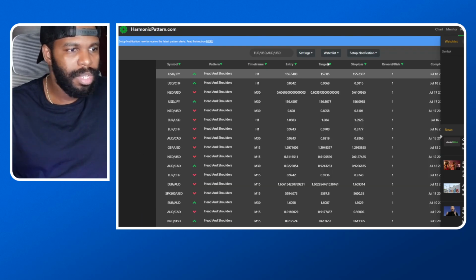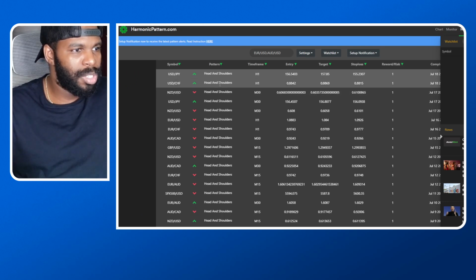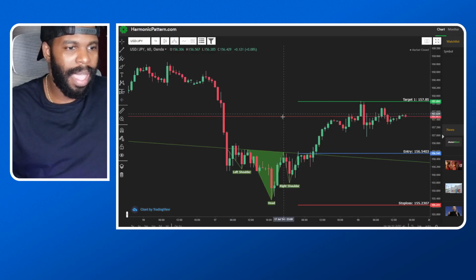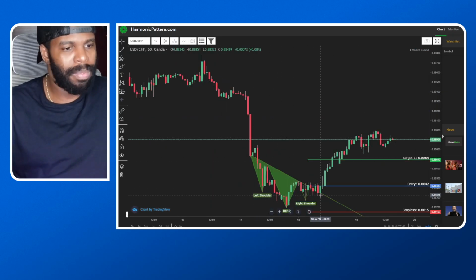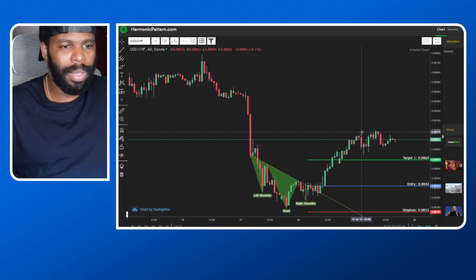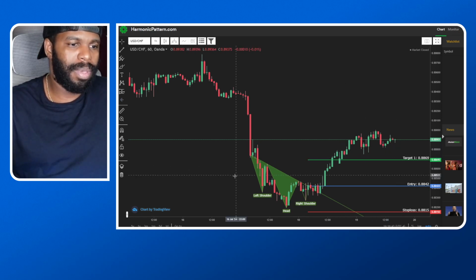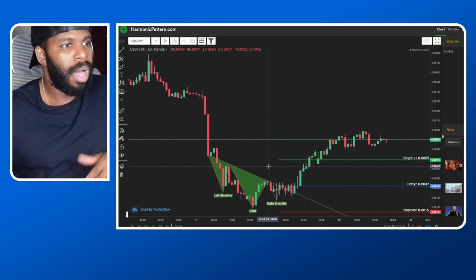If we go back, there was another head and shoulders on USD CHF on the hour. Let's check this out. Look at this. Another inverted head and shoulder pattern, which shot all the way up. It even shot up way past the target. So you see how powerful Harmonic Pattern can be.